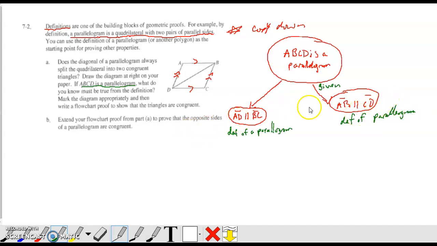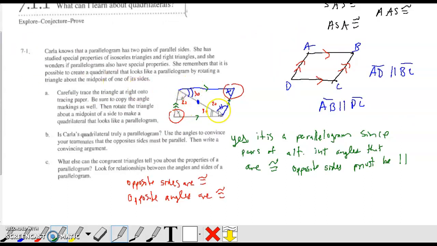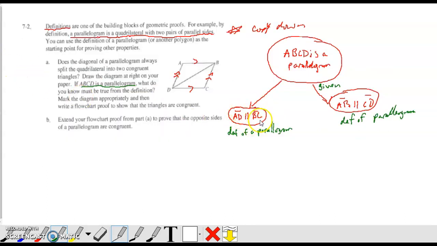So based off of your parallelogram, and what we did on this previous problem, I noticed that alternate interior angles are congruent. So if AD is parallel to BC, that means ADB, this guy right here, is going to be congruent to CBD. So I get to say that, right? So I'm going to say angle ADB is congruent to angle CBD.